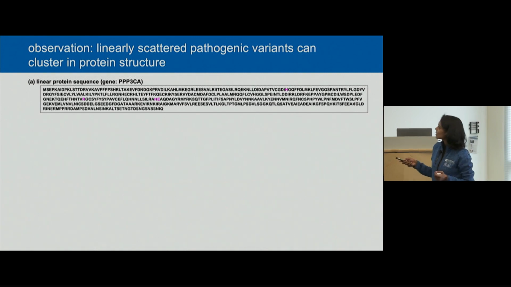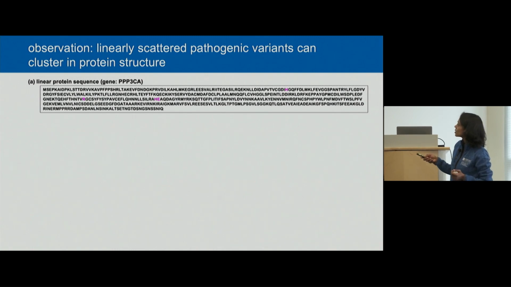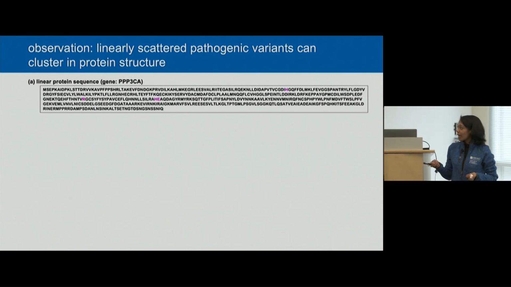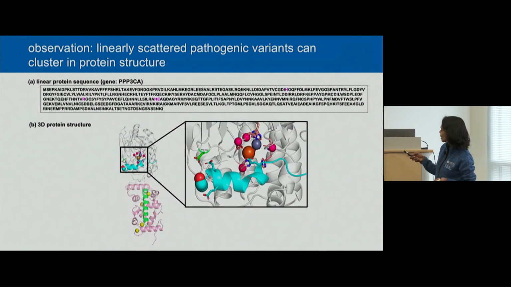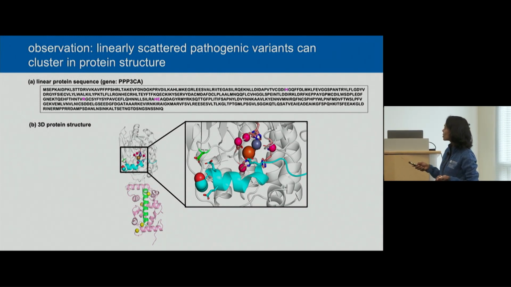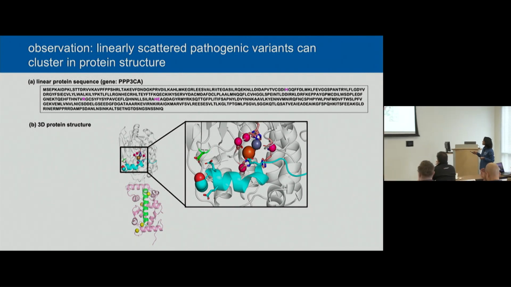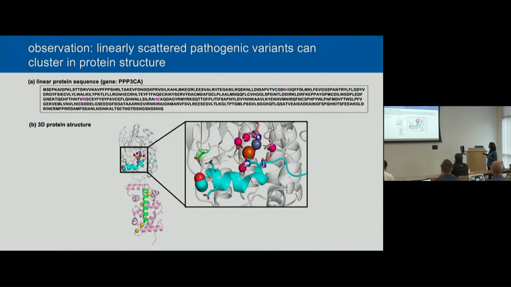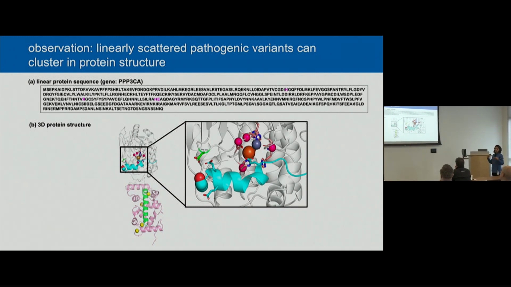So here what you can see is the linear protein sequence of the calcineurin complex. It's the gene PPP3CA. And these magenta highlighted amino acids are the positions of de novo mutations. When we mapped these positions onto the protein structure, here in the zoomed out and zoomed in figure, what you can see is these 4 positions, representing 4 amino acids that are linearly quite scattered, but they are basically forming a metal interacting pocket in the structure.